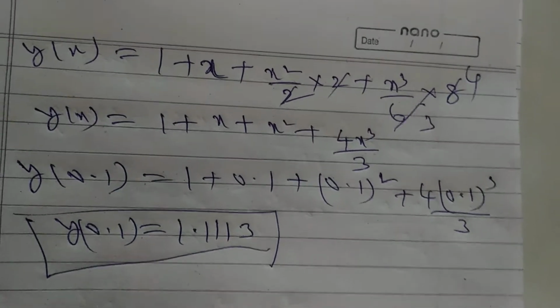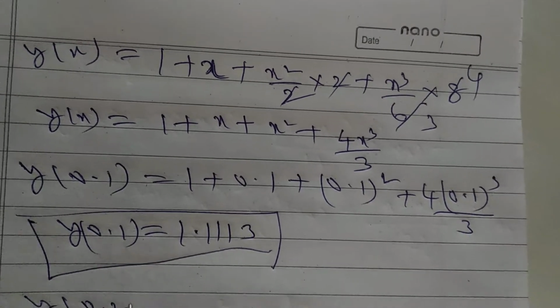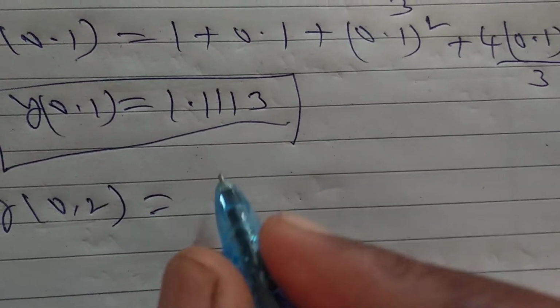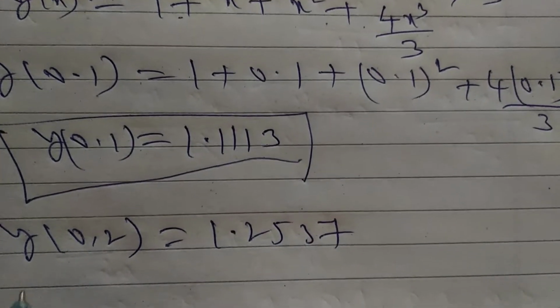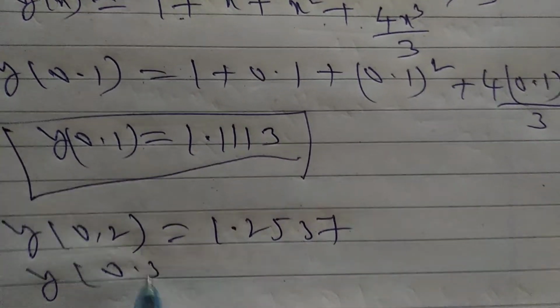Similarly, you want y of 0.2. So in the same equation, you have to substitute x is equal to 0.2. So we will get that answer. We simplify, 1.2537. Similarly, y of 0.3.